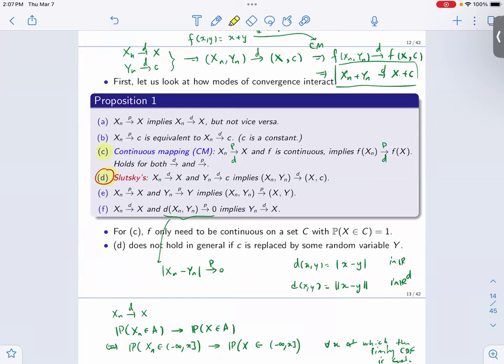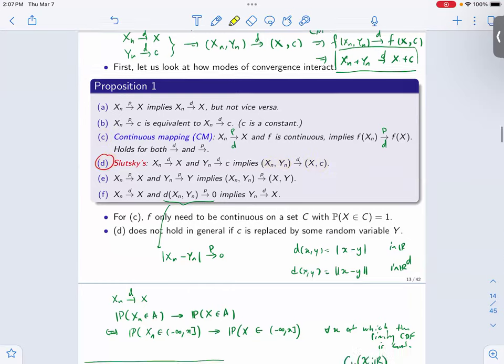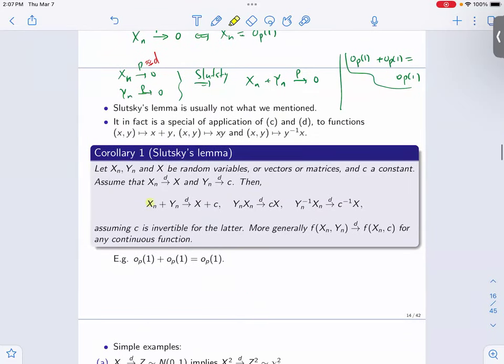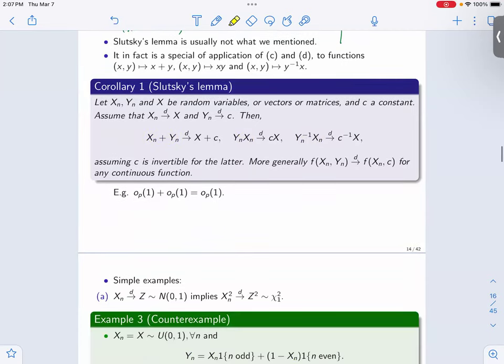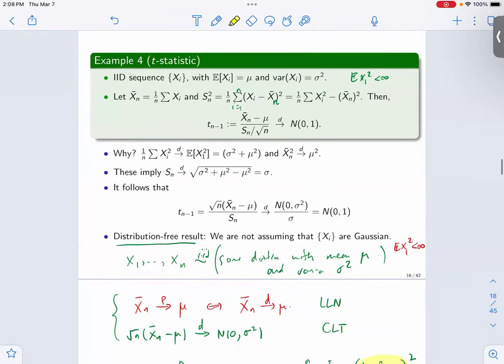So if a sequence converges in distribution to X, a random variable, and another sequence converges to a constant, then they jointly converge in distribution. Combined with continuous mapping, this implies that, for example, sums or any continuous combination of Xn and Yn is going to converge to the corresponding function of the X and c pair. So the sums converge, the products converge, ratios converge, and so on. And we did an example of these to showcase these properties.